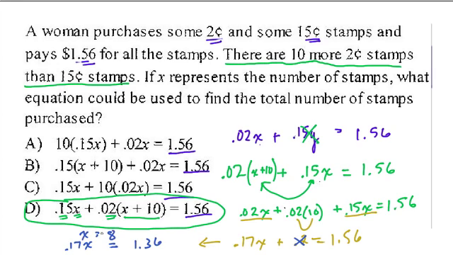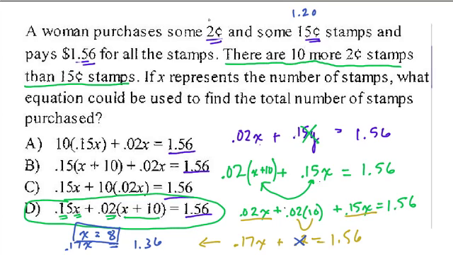So I do all this because I like to test out my equations. I don't like to just blindly pick an equation. Sometimes my reasoning seems to make sense, but until you plug it in, you don't really know. So if we plug this in, if you have 8 15-cent stamps, how much is that? Well, 8 times 15: 8 times 10 is 80, 8 times 5 is 40. That's 120 cents, or $1.20.